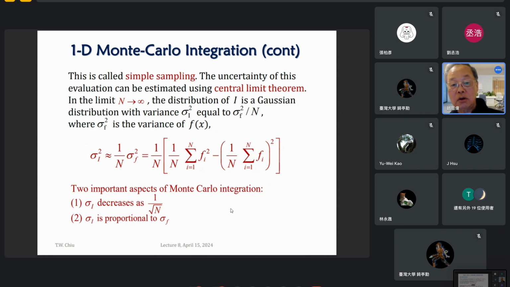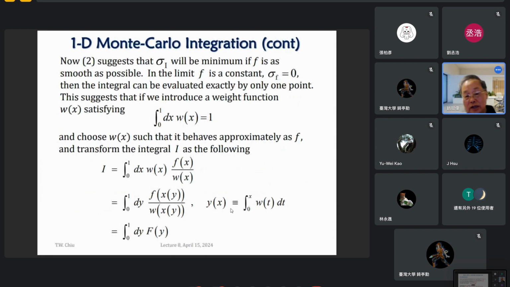So these two observations give us the idea of how to proceed from simple sampling to importance sampling. In the limit, as I said, if f is constant, then sigma f is 0, so the integral can be computed exactly with only one point. You don't have to sample any x; just sample one point x and you get an exact answer. So this is how we can make the Monte Carlo simulation more accurate.